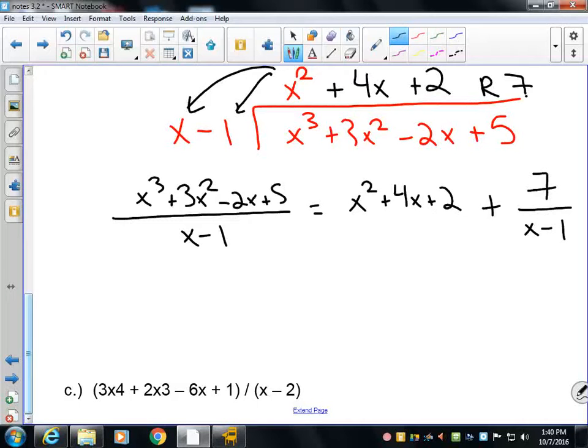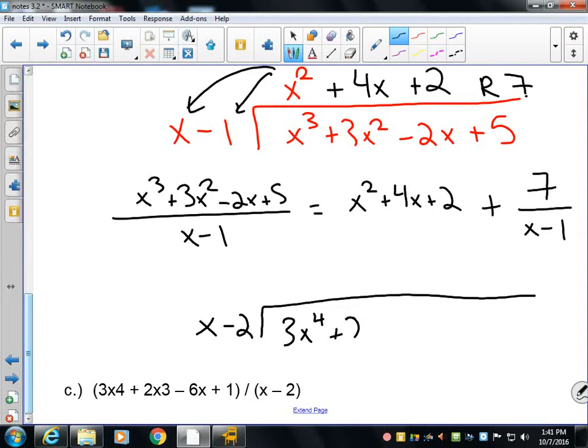Okay? The big thing about this one, it was missing an x squared, right? So when you go to write it out, it would be x minus 2, and then the square root of 3x to the 4th plus 2x cubed plus 0x squared minus 6x plus 1. Okay? That's the key thing. If they don't give you an x squared or one of those values, you have to input it and hold its spot.